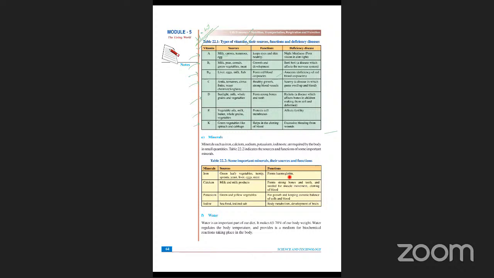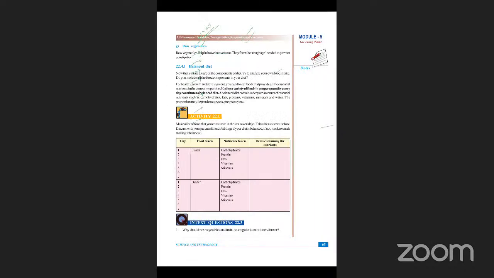Iodine, we know that goiter will happen. Yeah, you will have a swollen neck if you are not eating iodine in an adequate amount. Then water, water has an important role. Yeah, you can learn this. So raw vegetables also do.